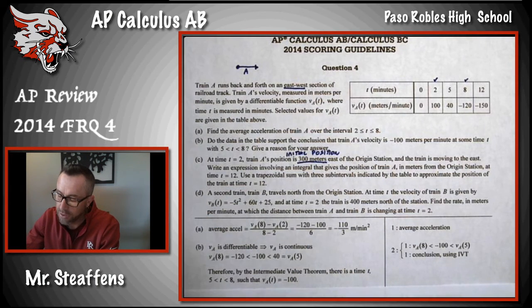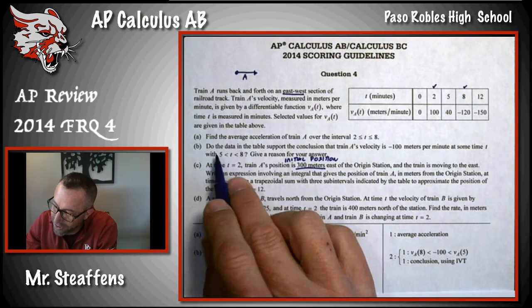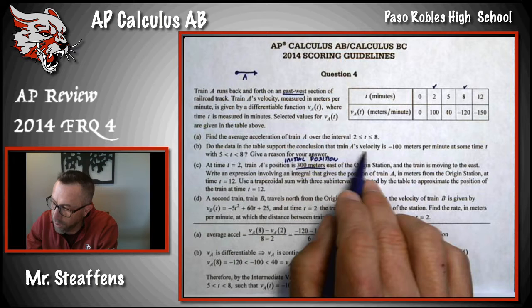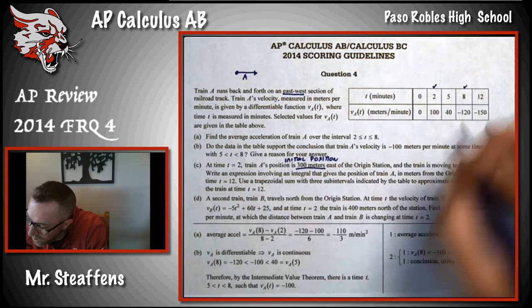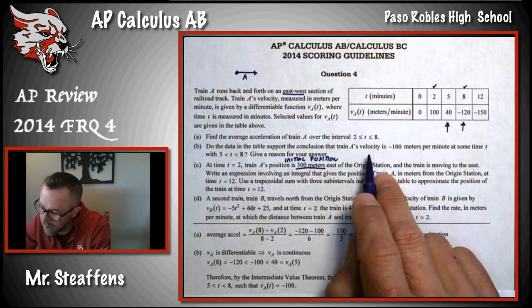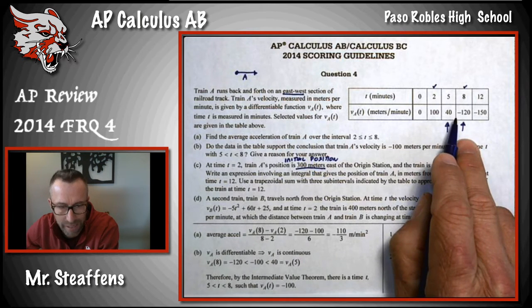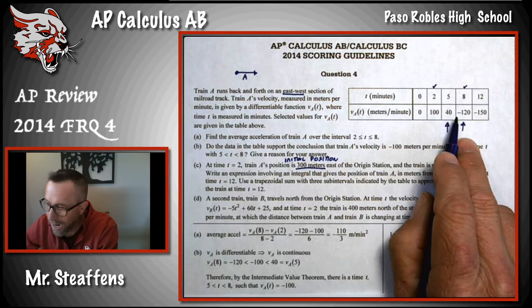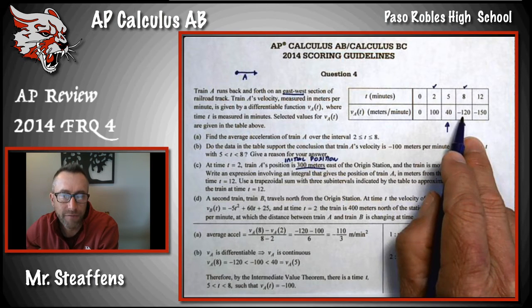Sorry about that. So question B. Here we go. It says, does the data table support the conclusion that the train's velocity will be negative 100 at some point between 5 and 8? So here's 5 and here's 8. And it's asking me, is it possible that the velocity is going to be negative 100 between those two numbers? Well, of course it's going to have to be negative 100. The only way I can get from 40 to negative 120 is if I go across negative 100.